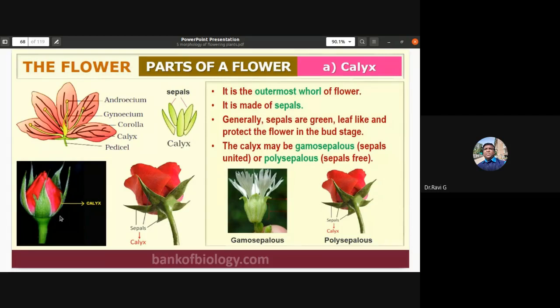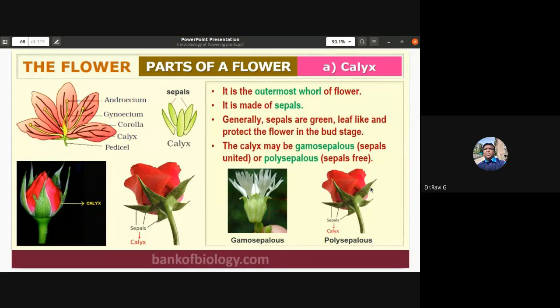They are green, leaf-like, and protect the flower in the bud condition. If the sepals of the calyx are fused, we call it gamosepalous. See here, you have the flower which shows the sepals are fused. Can you notice the cup-shaped structure they have formed? Only at the tip the sepals are free, but at the base they are completely fused. So this type of fused sepals we call gamosepalous.